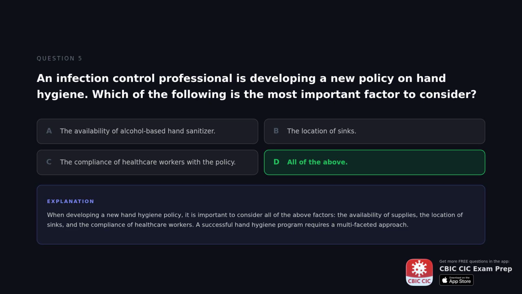The correct answer is all of the above. When developing a new hand hygiene policy, it is important to consider all of the above factors: the availability of supplies, the location of sinks, and the compliance of healthcare workers. A successful hand hygiene program requires a multifaceted approach.